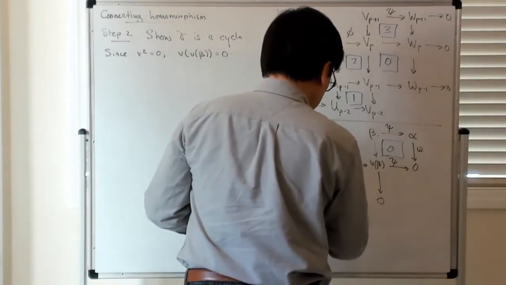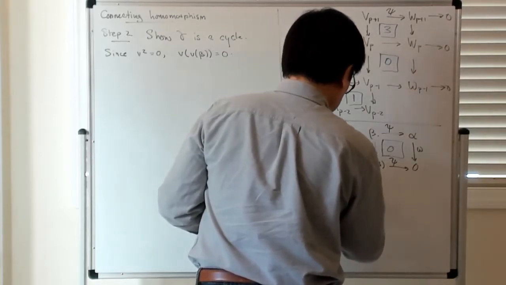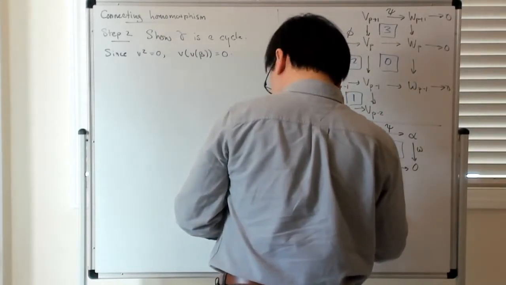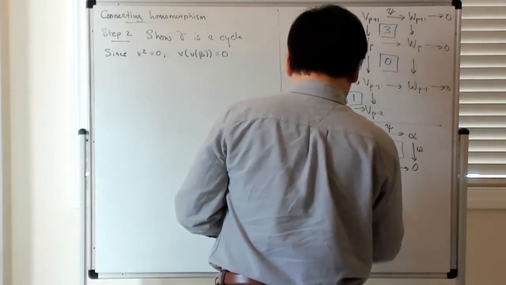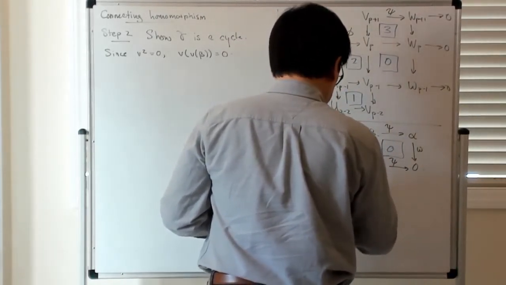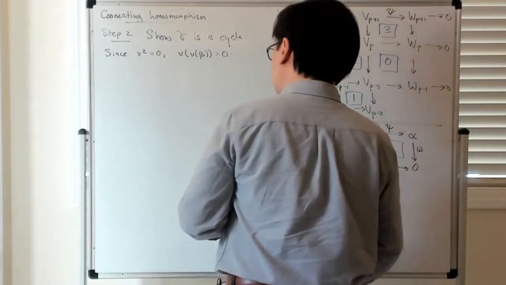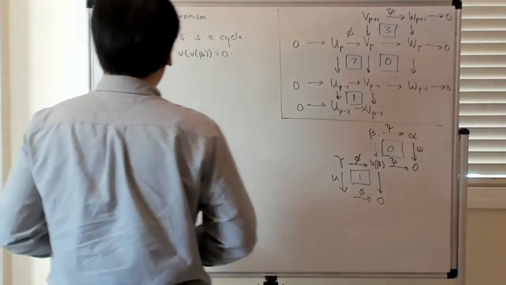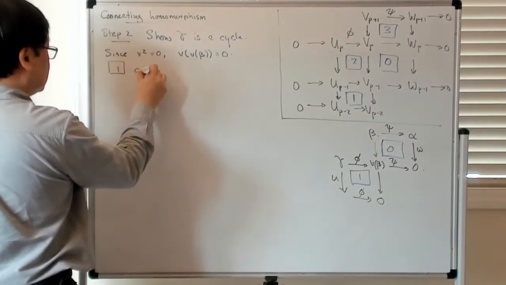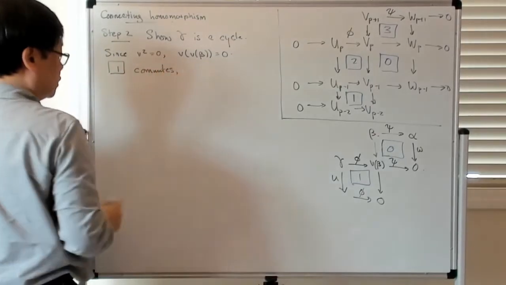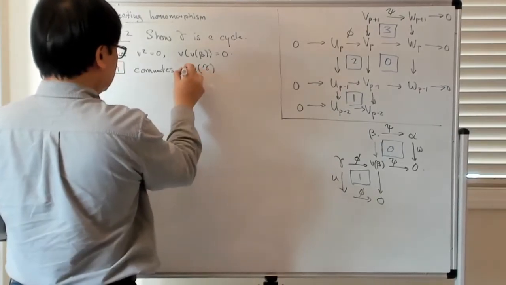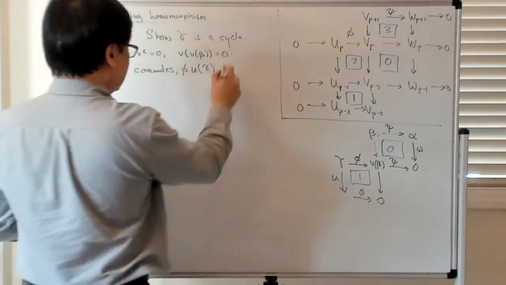So this is u, this is phi. So this is principal something. Okay, let's just leave that for a second. So this is 1, and then 1 commutes, which means that phi of u of gamma is equal to 0.